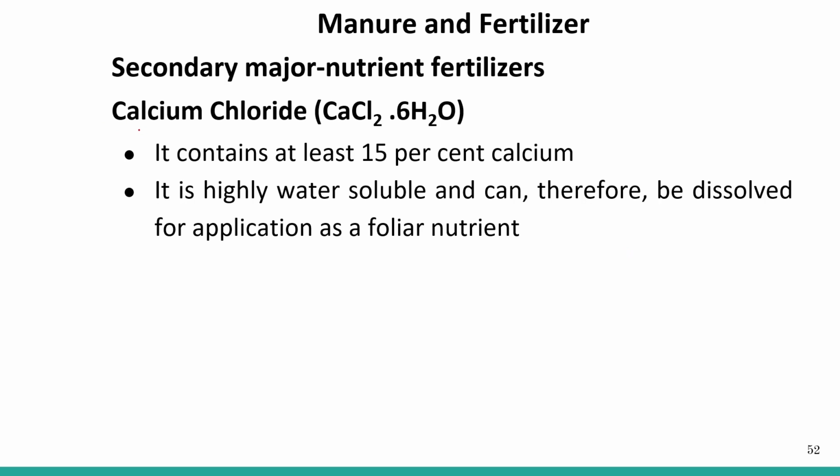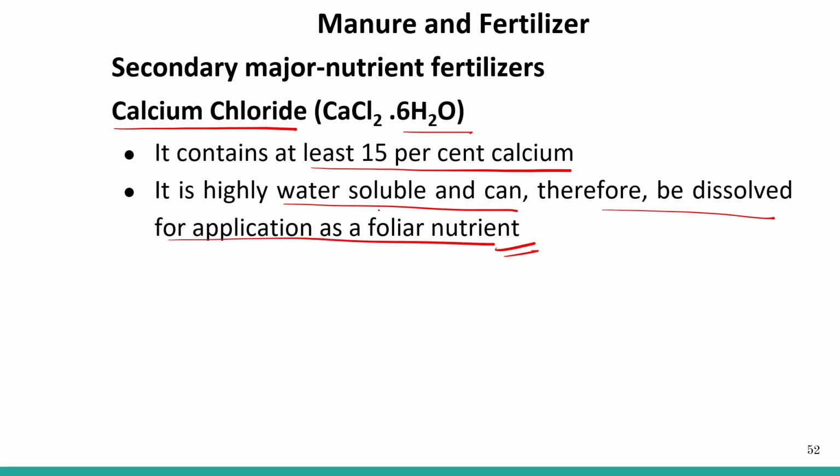So the first one is the calcium chloride, CaCl2.6H2O. It contains at least 15% calcium and it is highly water soluble and can therefore be dissolved for the application of foliar treatment. So this is the foliar treatment. We apply this calcium chloride type of fertilizer.